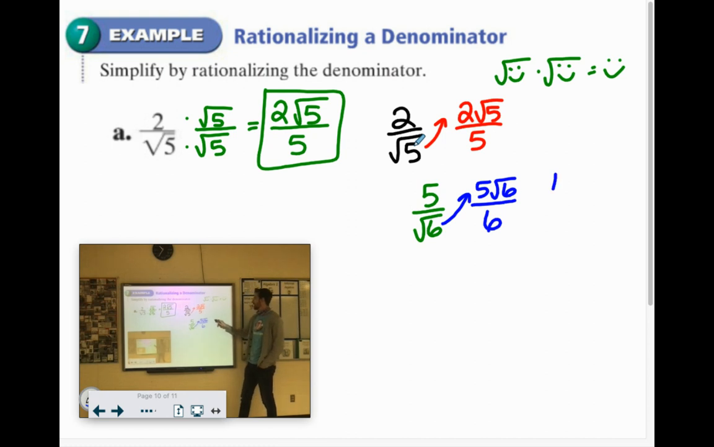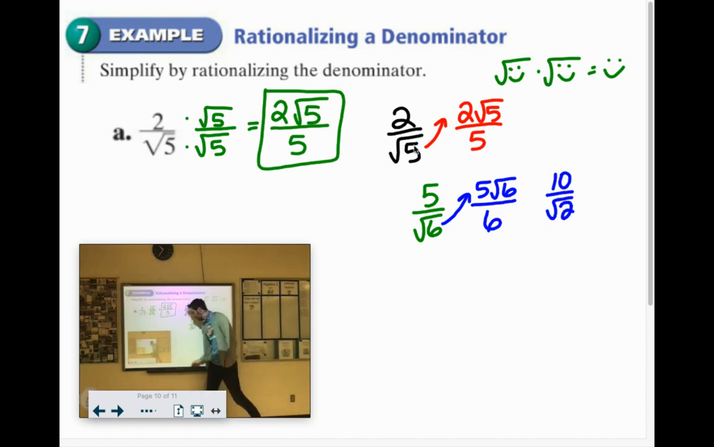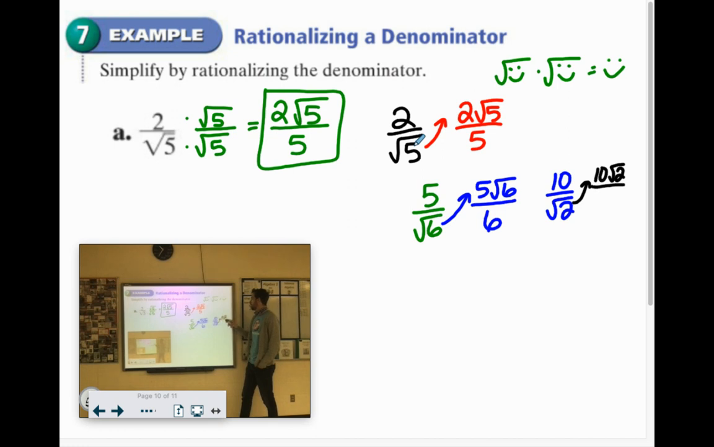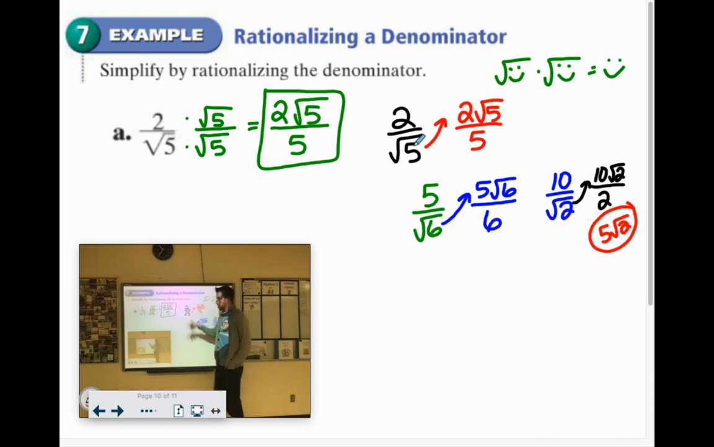Let me show you this. If you had like 10 over the square root of 2, you bring up the radical, make it 10 root 2, denominator radical just goes away. But check to make sure you can't simplify anymore. We have regular 10 over regular 2. 10 divided by 2 is 5. So our final answer here would be 5 root 2. These are all just made up problems. So we just riffed those.